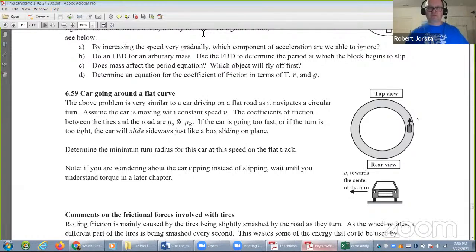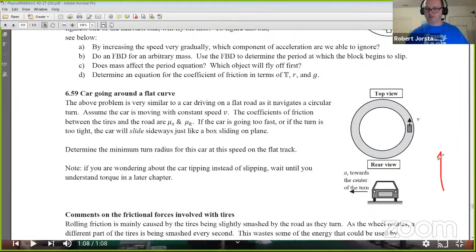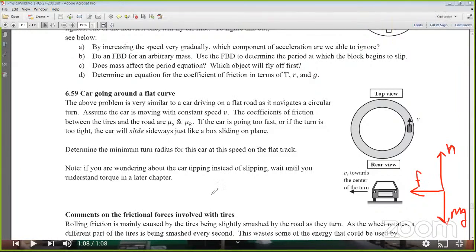If we look at the FBD for this thing, there's a normal force up, there's friction towards the center of the turn, and there's mg. And so the FBD ends up being identical. Now, wait a minute. We need to talk about frictional forces involved with tires.